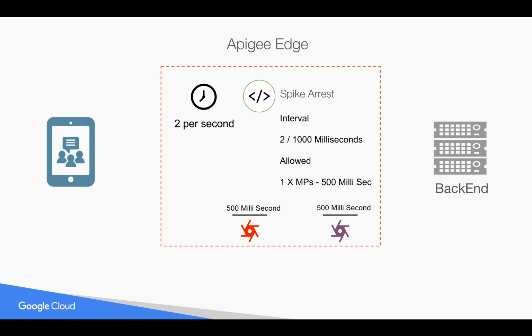Now say you have a bot or some malicious attack that's sending more than 1 per 500 milliseconds. In that case, the spike arrest policy in Apogee Edge will get triggered and drop all the additional requests. So the backend is still only seeing 1 request per 500 milliseconds. Let's see how to do this in the Apogee Edge tool.